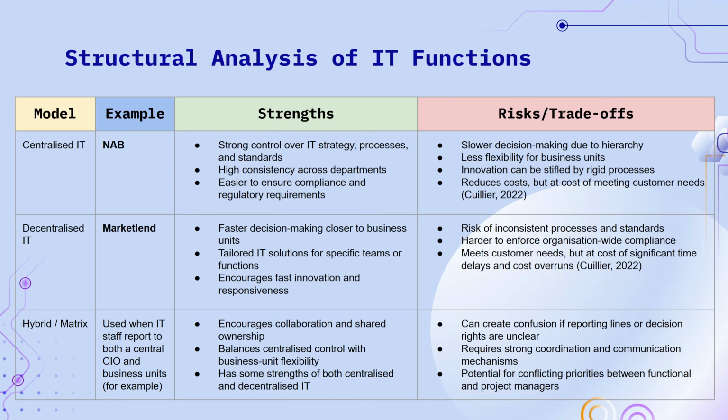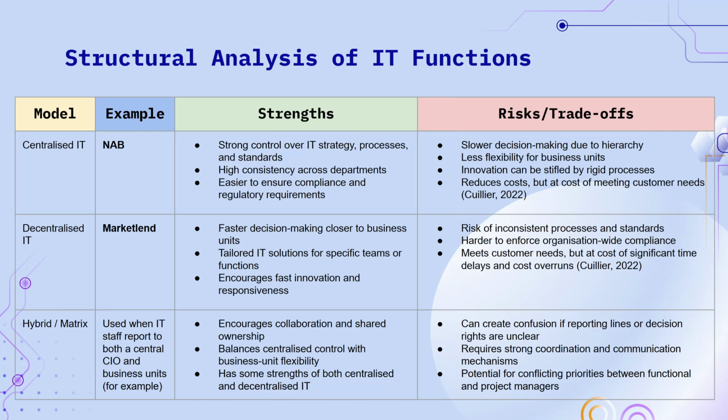Finally, there's the hybrid or matrix model, which we'll include here in a general sense. This combines elements of both the centralized and decentralized IT approaches, which promotes collaboration across functions and projects while maintaining some degree of central oversight. Key strengths are flexibility, cross-functional collaboration, and the ability to respond to changing business priorities fairly quickly. Trade-offs may include reporting lines, potential conflicts between functional and project managers, and the need for strong coordination and communication to prevent confusion.